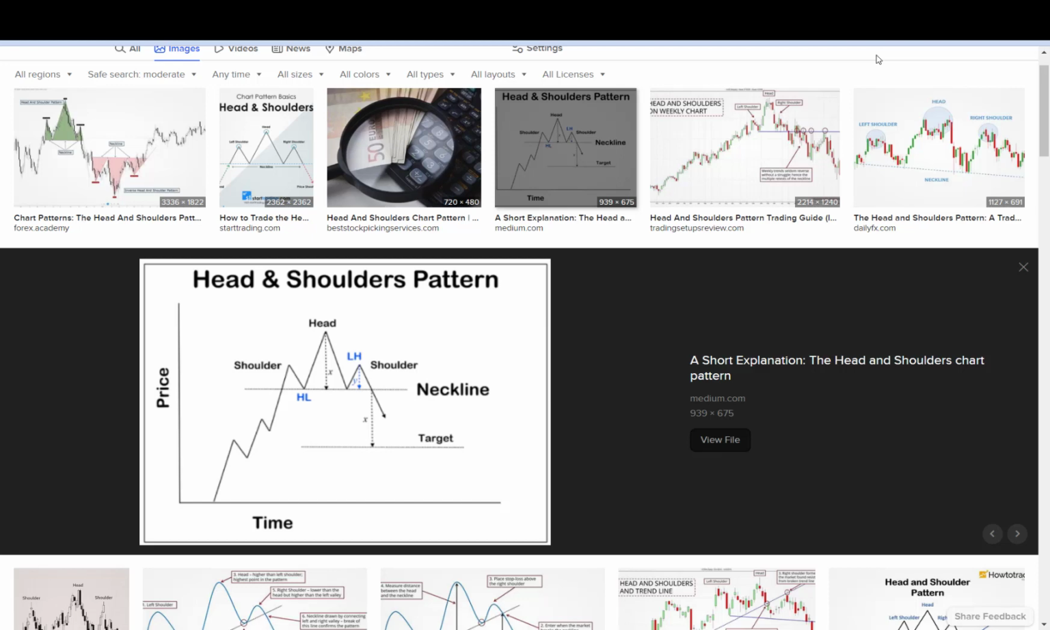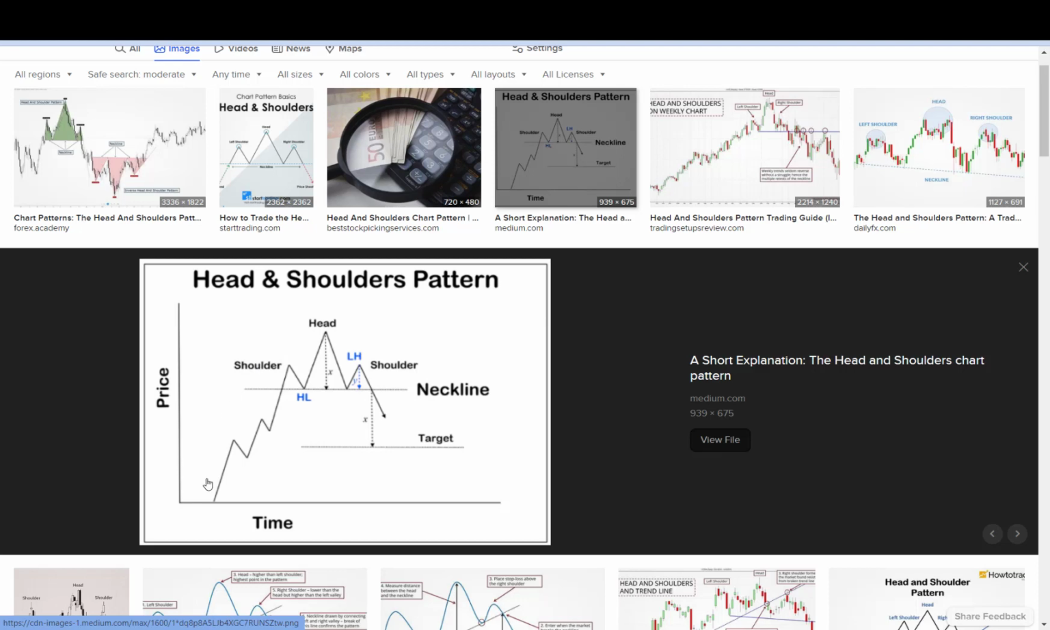Hello guys, so I wanted to do a short video on one of the reversal patterns called head and shoulder. This is a bearish reversal pattern. It always happens after a bullish rally, once bears start coming back into the market. So I'll give you an example using this chart here.